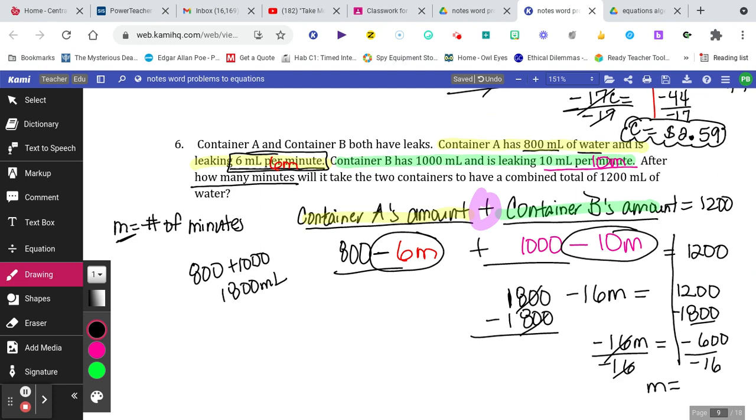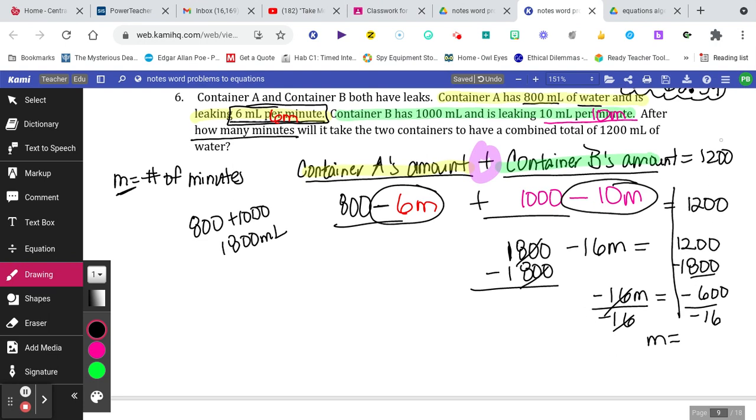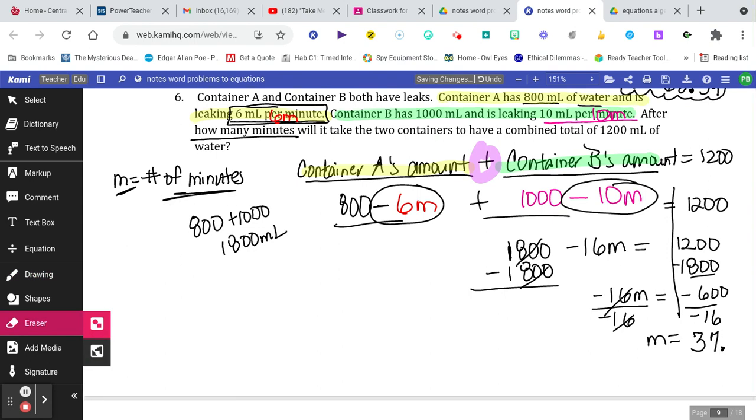So when I take 600 and divide it by 16, I end up with 37.5. Excuse me, 37.5. And this is going to be in terms of minutes, guys.